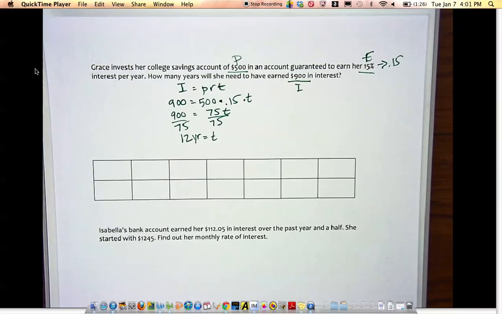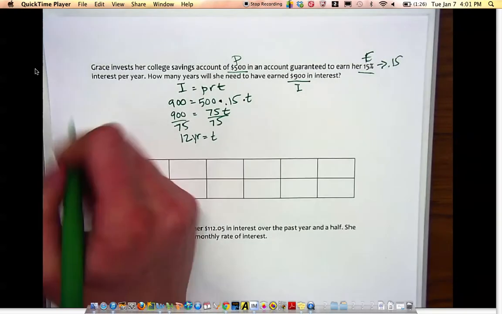So how could we do this with a ratio table? Well, what I would probably do is I would have my years.